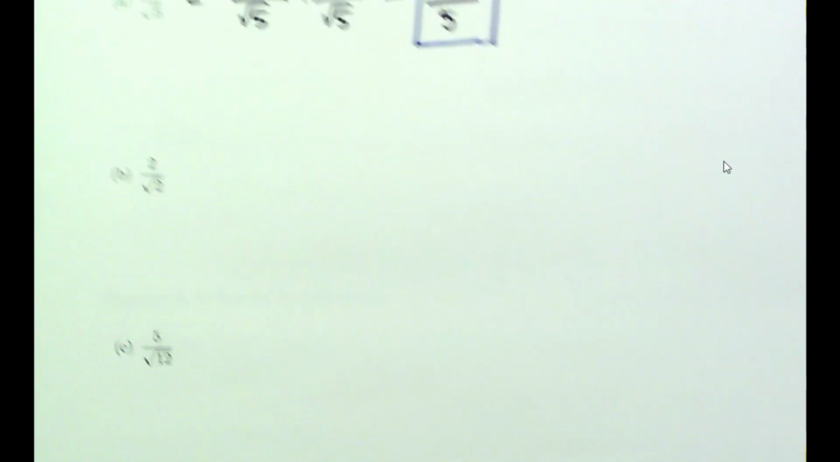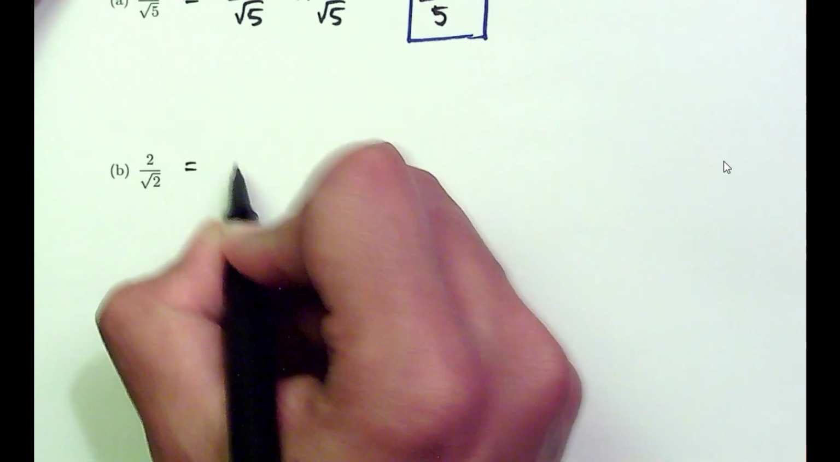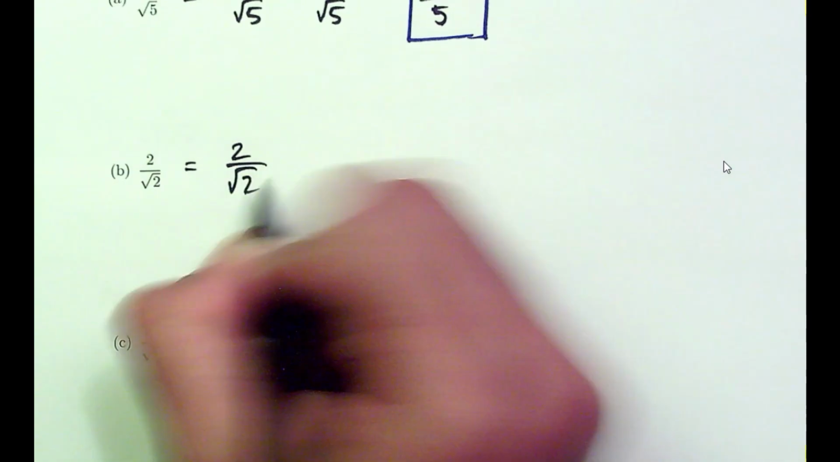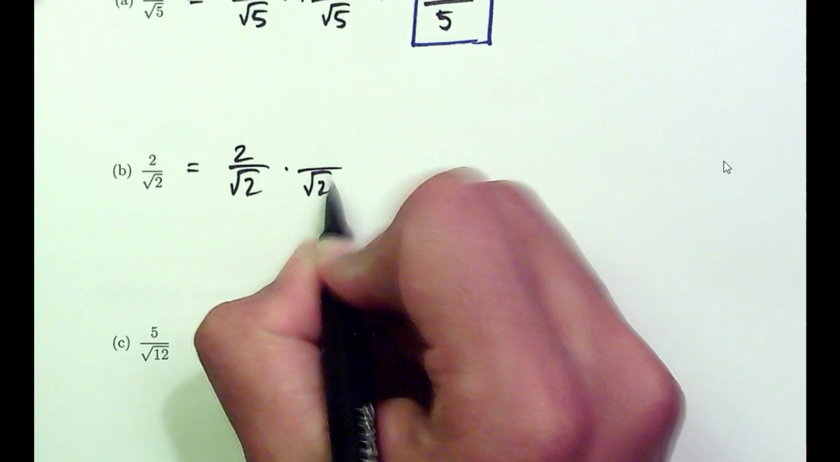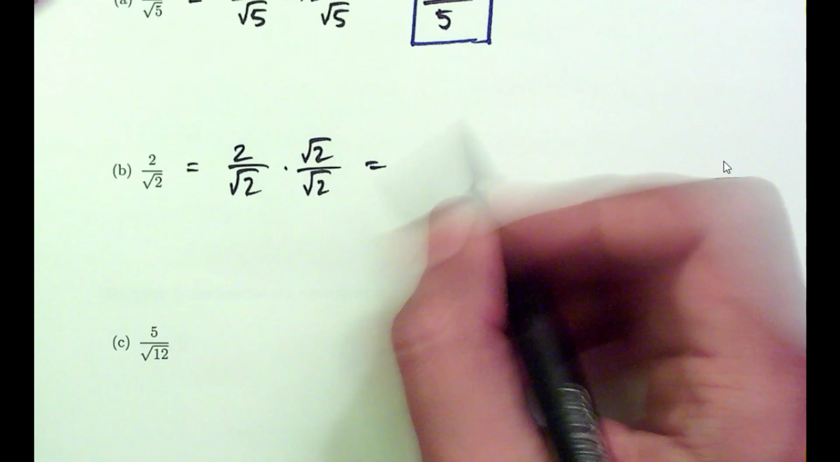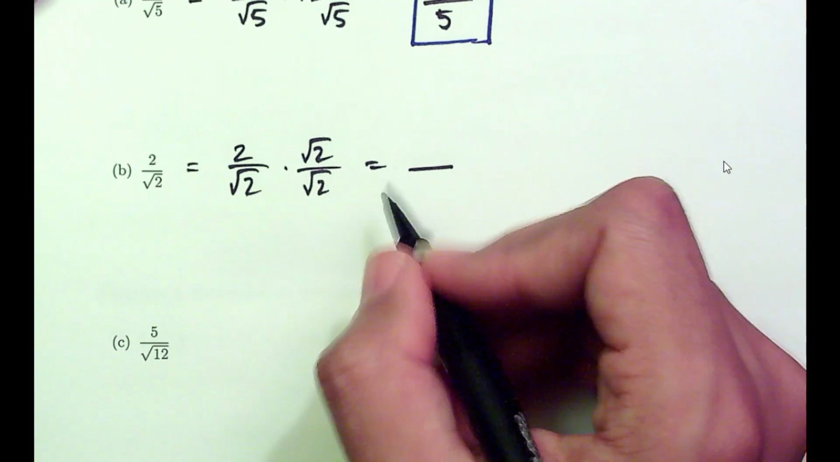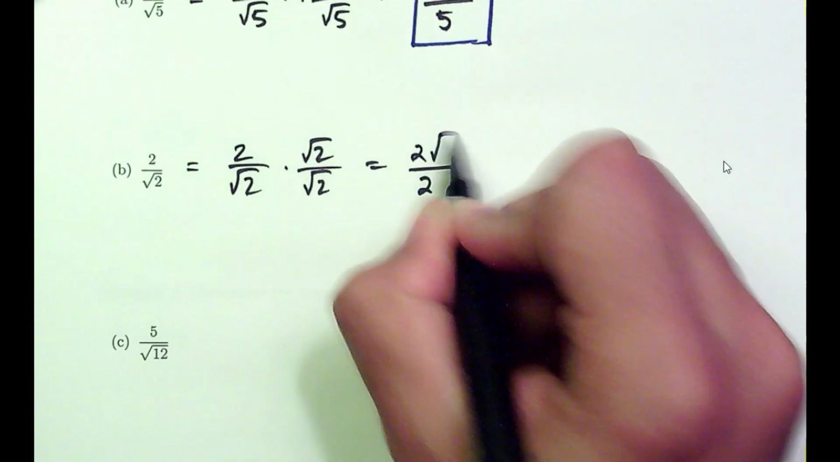Okay, let's take a look at this one. 2 over the square root of 2. Okay, so start with the fraction. And we want to get rid of the radical from the bottom. So you're going to multiply top and bottom by square root of 2. Okay, and then you multiply across. Square root of 2 times square root of 2 is just 2, using that property: square root by itself gives you the number inside. And then on the top, you get 2 square root of 2.